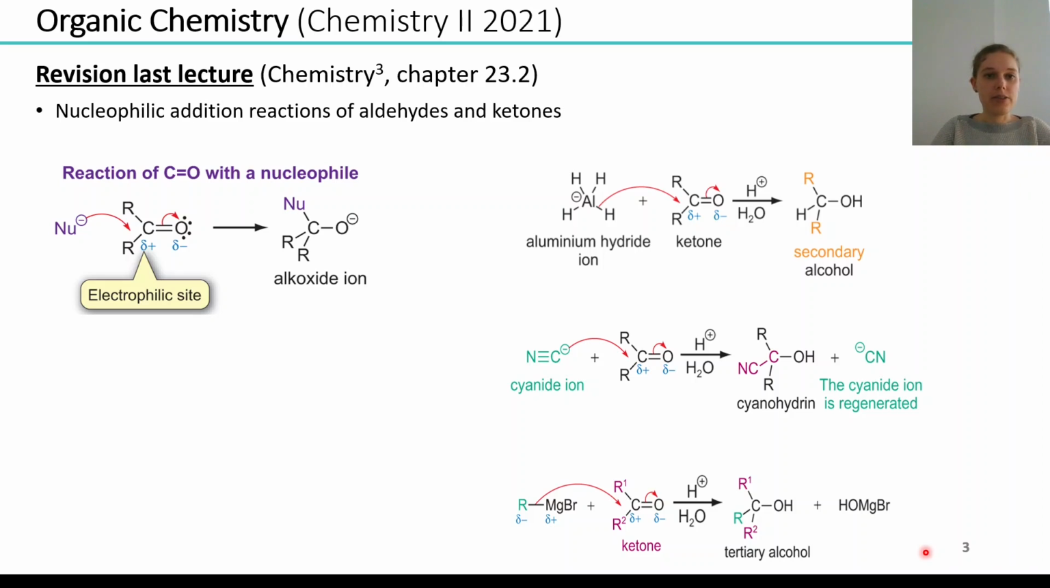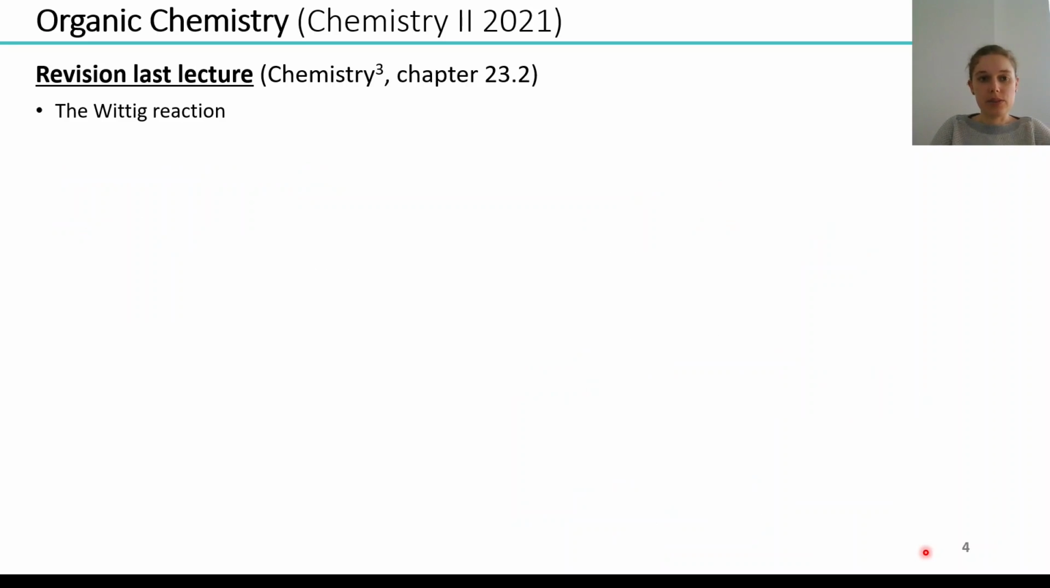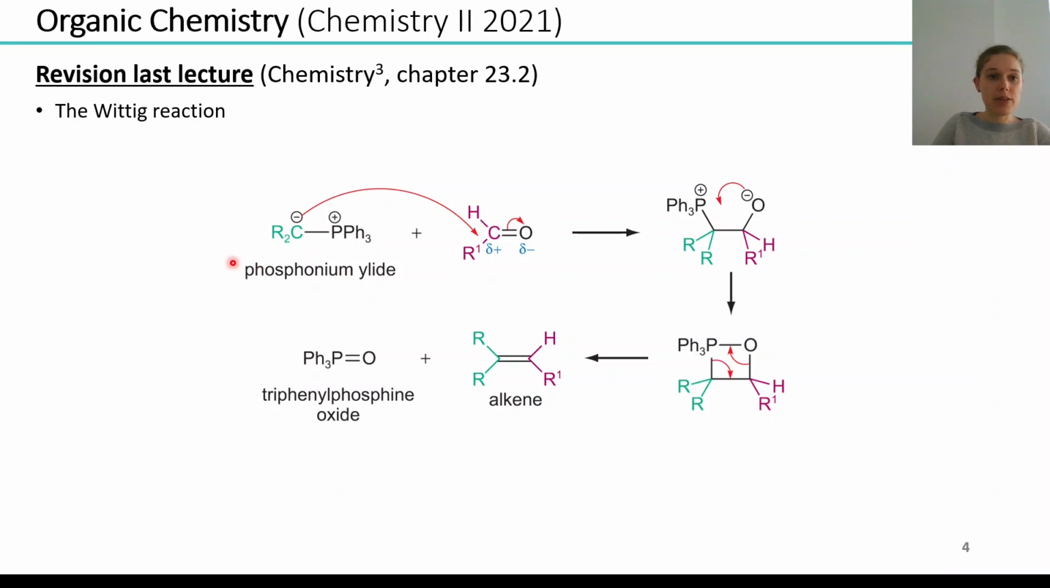Besides these nucleophilic addition reactions, we also had a look at the so-called Wittig reaction, and we learned that aldehydes and ketones react with phosphonium ylides to form alkenes in the so-called Wittig reaction. And for the Wittig reaction, we need a phosphonium ylide, and phosphonium ylides have a positively charged phosphorus atom and a neighboring negatively charged carbon atom. Now you can already think that this phosphonium ylide has several resonance forms, and one of these resonance forms has a carbon-phosphorus double bond, and this is called phosphorane.